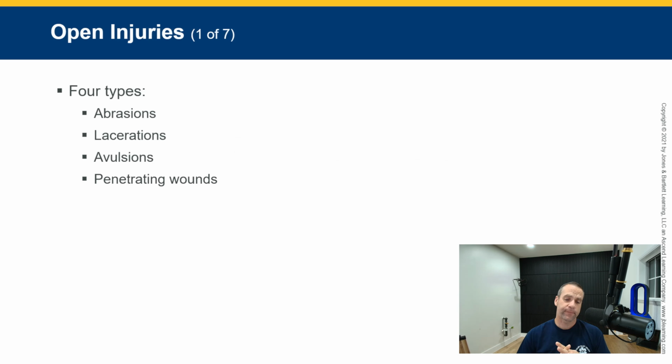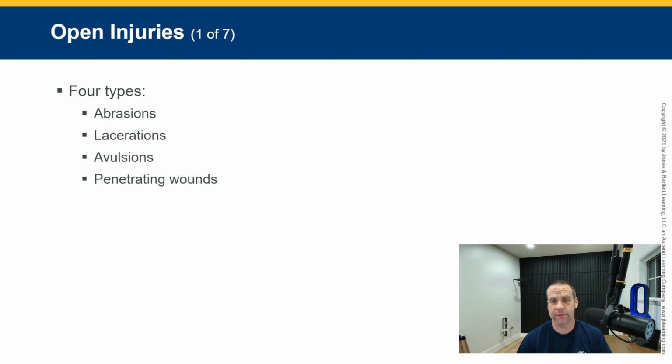Now, open injuries differ from closed injuries because, again, the protective surface has been broken. That means deeper tissues are exposed to contamination and bleeding, and it may be external and immediately visible. Now, the four categories introduced here are abrasions, lacerations, avulsions, and penetrating wounds. Each term describes a different pattern of tissue disruption.